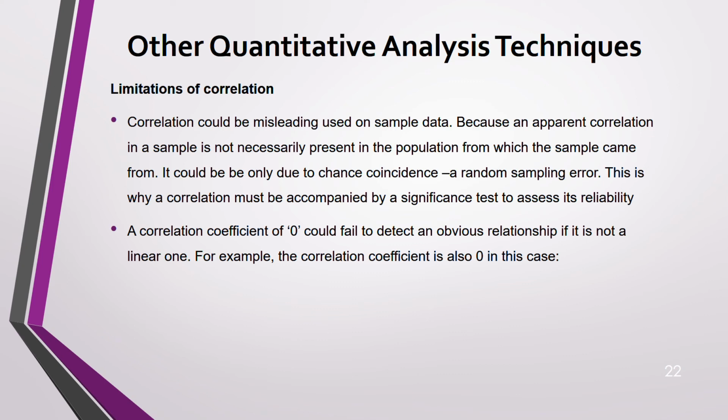Second, if a correlation coefficient is zero, what does it mean? It could fail to detect any obvious relationship, even if it's not a linear one. For example, the correlation coefficient is also zero in this case. You see the diagram? It's like a V.